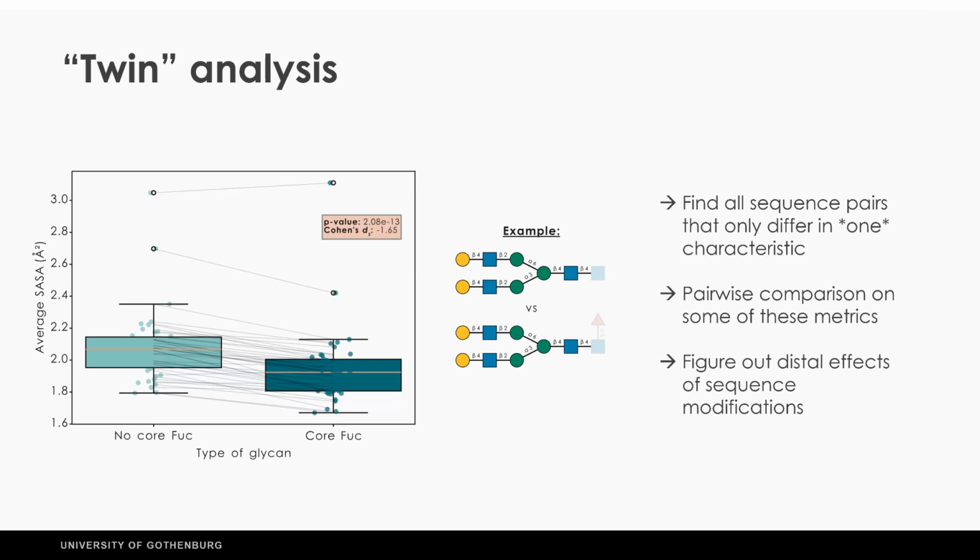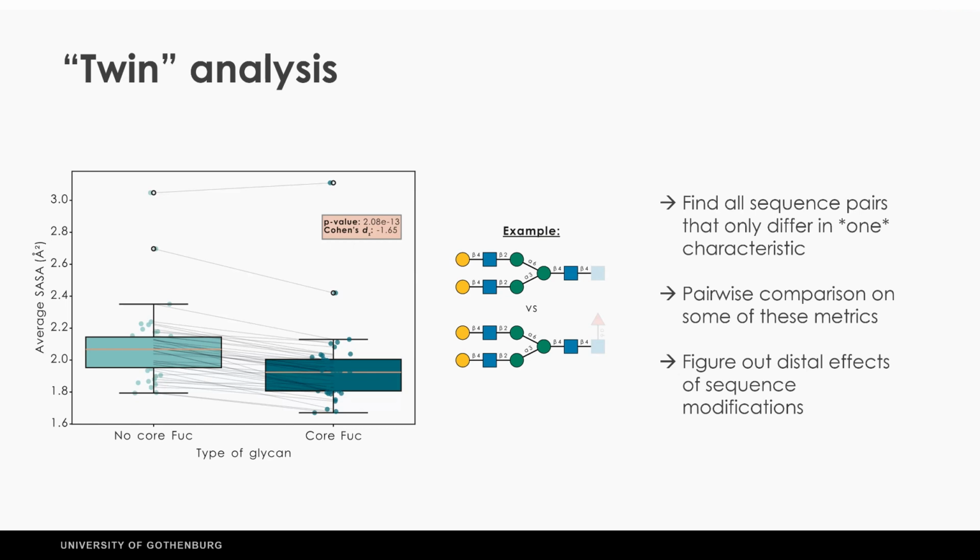So we looked at sequences where we had structures for those sequences, and we wanted to find pairs of sequences that only differ in one specific characteristic. Here, for example, in core-fucosylation, where we have sequences that are not core-fucosylated, and then the same sequence but core-fucosylated, and we did that for, I think, close to 50 sequence pairs. So in this paired analysis, you control for all confounders. Classic statistics, nothing revolutionary, but very powerful in the case of glycans, I think.